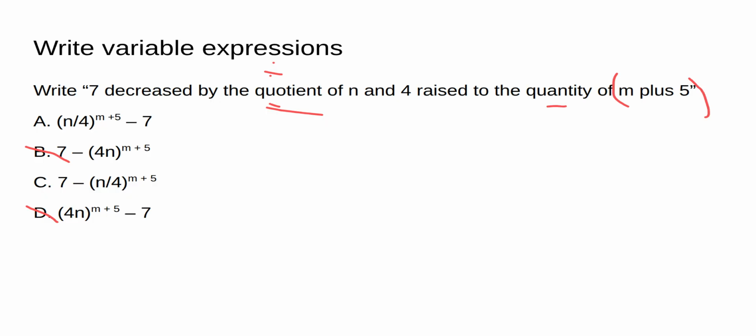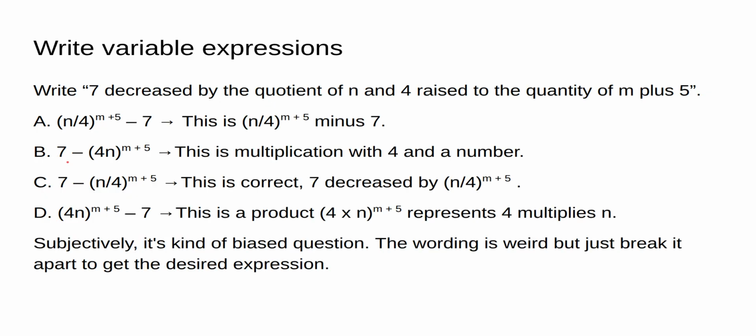Now, this is kind of a biased question. The wording is very weird in this question, but sometimes you can just break it down and see which one's correct. A looks tempting, but C is the correct one: 7 decreased by the quotient. I get why people would not like this question. I don't like it either. I just made it up. Why do I not like my own question? Come on, I've got to be serious. But yes, C is correct. You can debate with me in the comments, but again, C is correct. It'll always be correct.